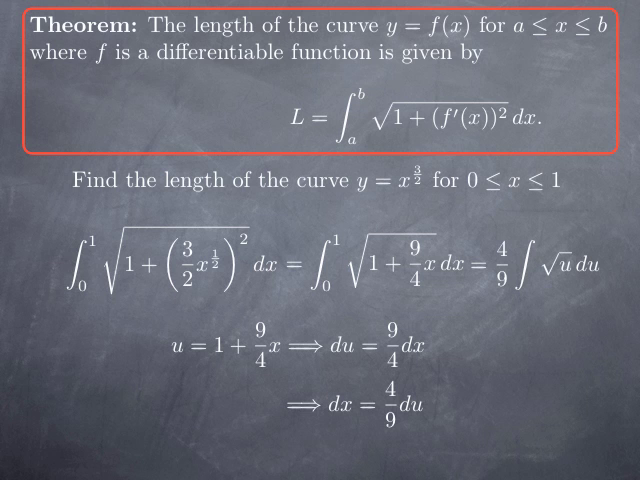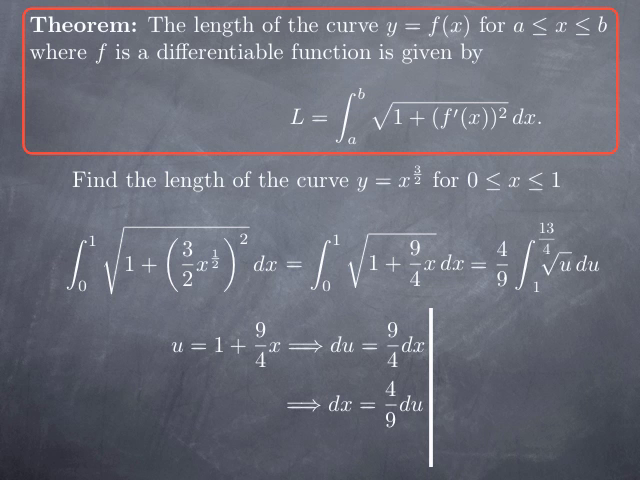And because we're doing a substitution in a definite integral, we have to change the bounds of integration. When x is 0, u is what we obtain by plugging x equals 0 in the formula for u. So in that case, u is 1. And when x is 1, we plug x equals 1 in the formula for u, we get 1 plus 9/4, and that's 13/4. So we obtain 4/9 of the integral from 1 to 13/4 of root u du.